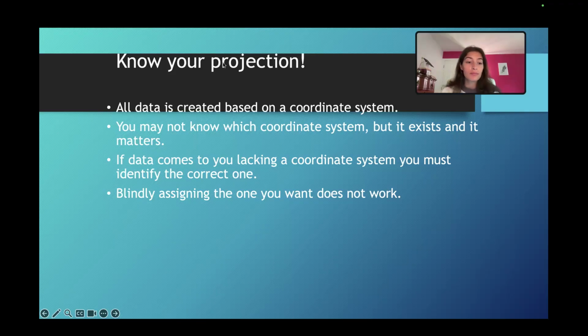So, big picture, know your projection. All of your data is going to be created based on some coordinate system. And you may not know what it is, but it exists and it matters. So if the data comes to you lacking a coordinate system, you have to identify what the correct one is. You can't just put your hand in a hat and pull out a projection and say this is going to be the one, because that most likely is not going to work for you.